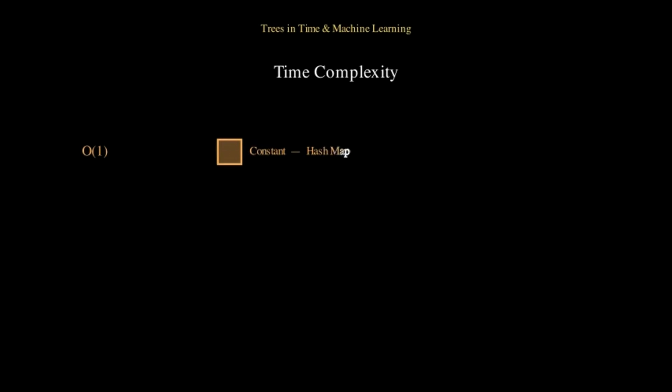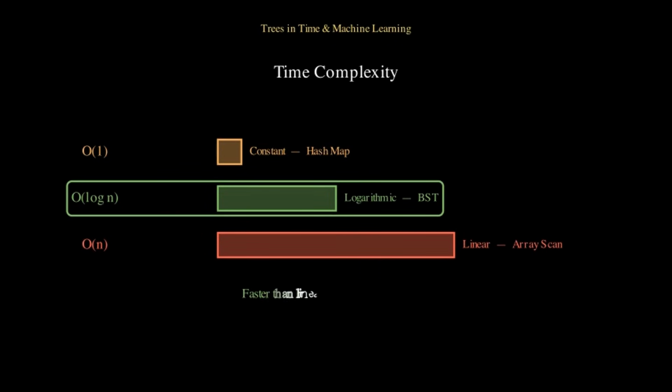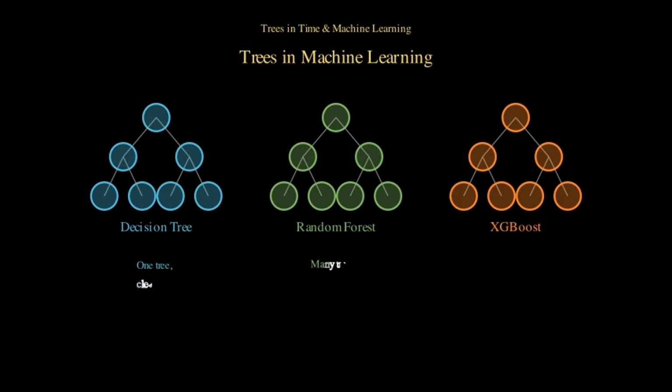The time it takes to do this is known as O of log n, or logarithmic time, which isn't quite as fast as the hash map's constant time, but still faster than linear time. In machine learning, entire models are based on the tree data structure, such as decision trees, random forests, and XGBoost.